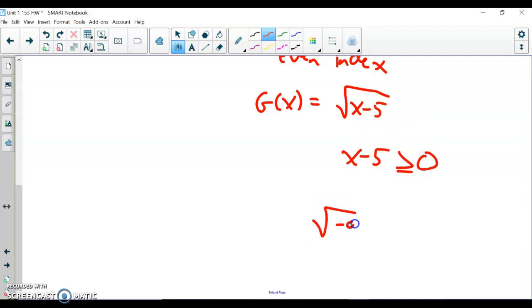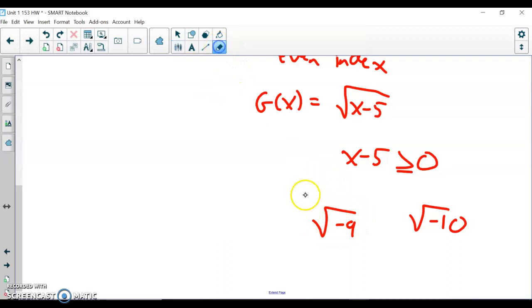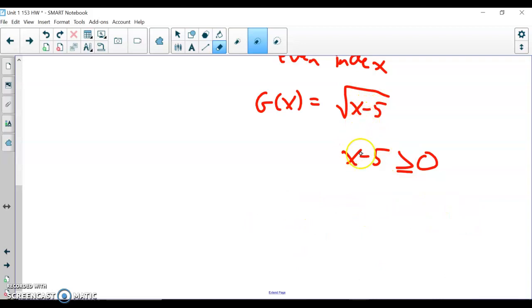The square root of something like -9, or the square root of -10? We know the square root means we want to figure out the value that, when squared, gives us this -9 or this -10. There's no number times itself that's going to give you a negative value. A negative times a negative is a positive, and a positive times a positive is a positive. So there's no way to take the square root or any even root of a negative value. In this case, g of x is the square root of x minus 5. Because we're taking the square root of x minus 5, it can't be negative, so I set it greater than or equal to 0.